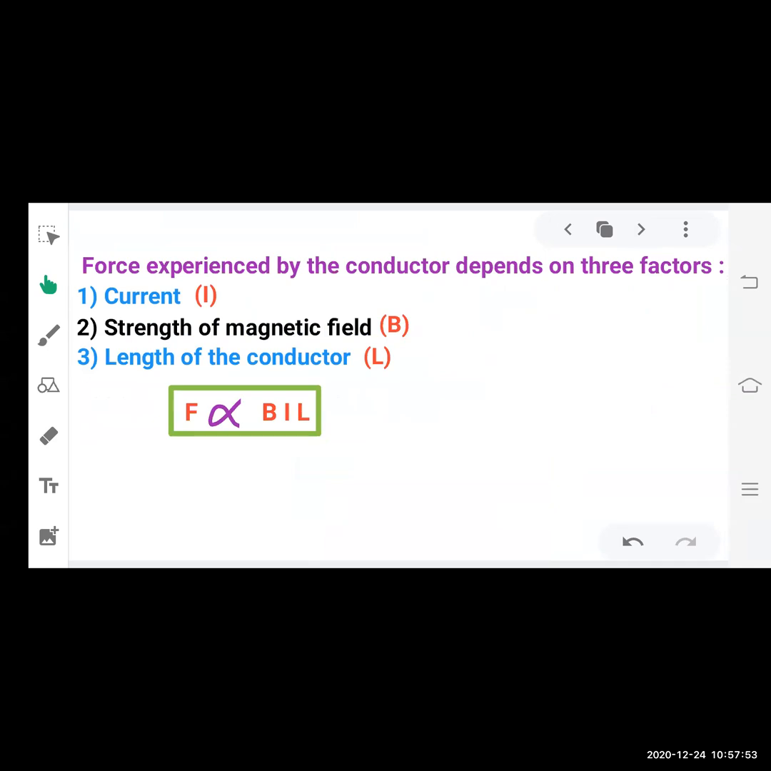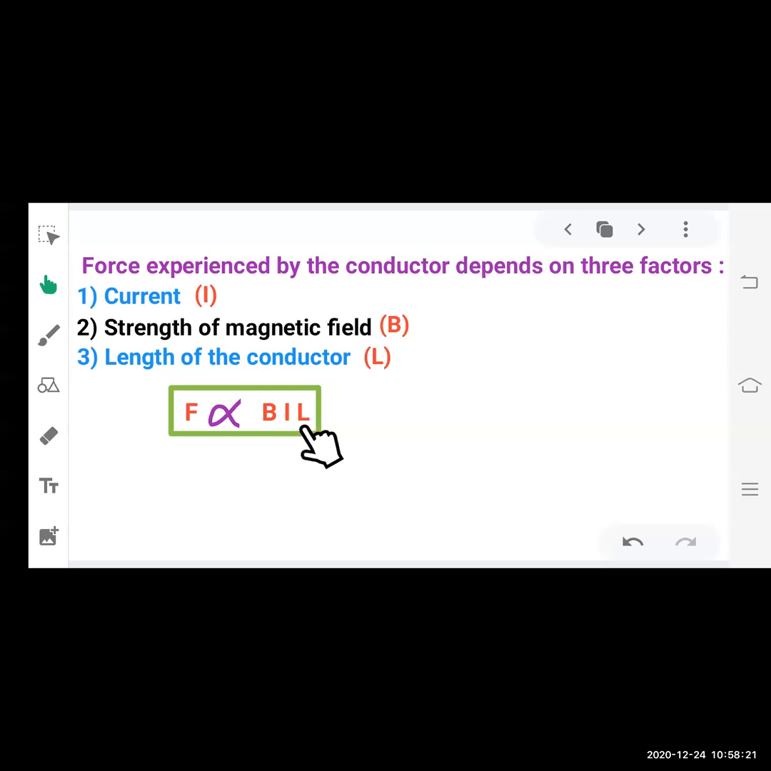First one is the current flowing in the conductor. Second, strength of the magnetic field, it is represented by capital B. Then length of the conductor. If we represent it with the help of a formula, you can say that the force experienced by a conductor is directly proportional to the strength of the magnetic field, to the current, and to the length of the conductor.